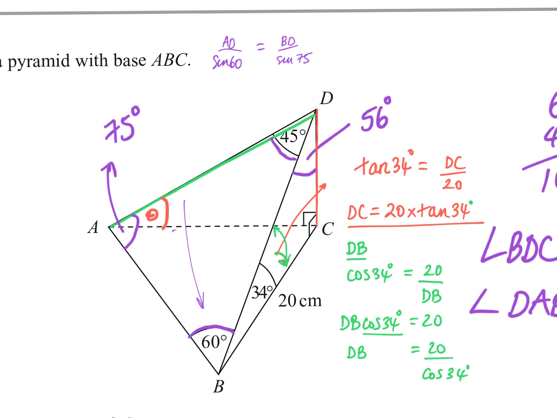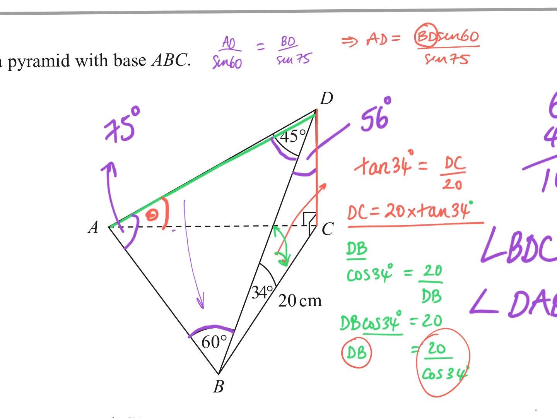So from here, I know that AD is going to be BD sine 60 over sine 75, and I'm just going to decimalize that now. Don't forget, I know what BD is. It's here. So here goes, calculator in degrees.